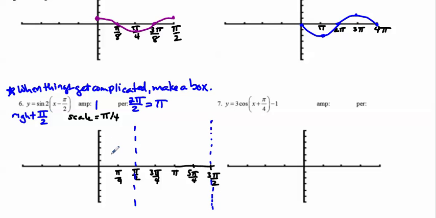My amplitude is 1, which means that my highest point will be 1 above my midline. I'm going to draw another line here. And my lowest point will be 1 below the midline. So my graph is going to happen inside this box. Sine starts on the midline, and then it goes up, back to the midline, then it goes down, and back to the midline. Here's my curve.